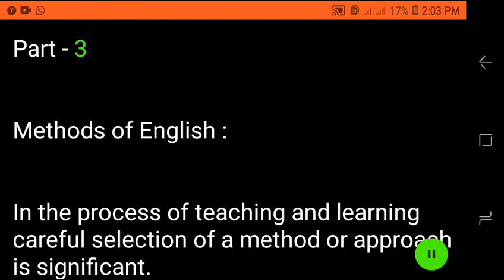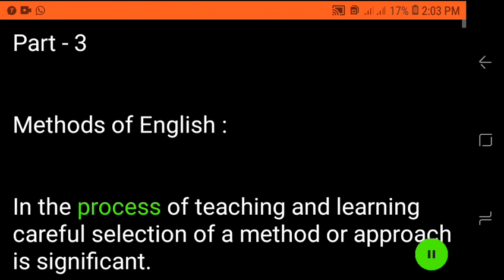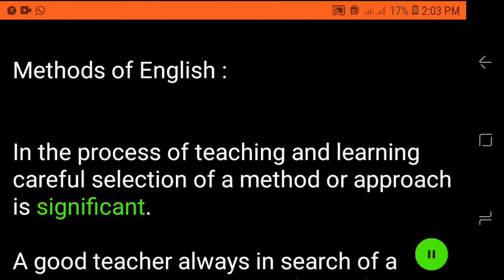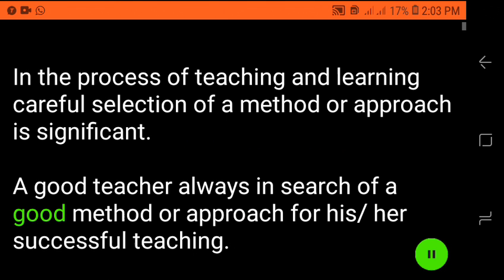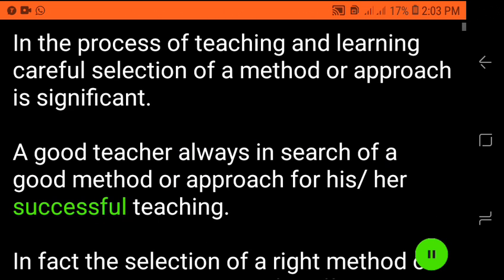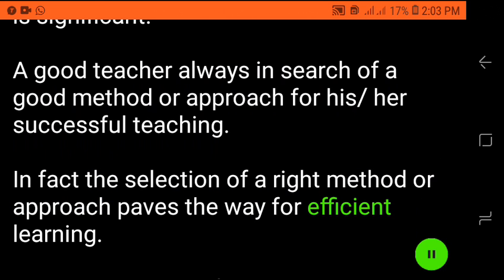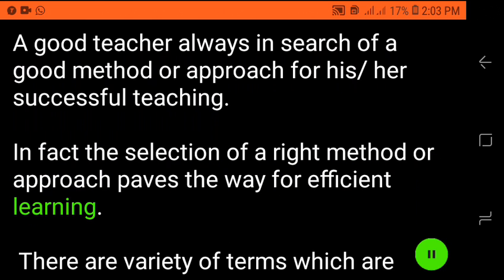Part 3. Methods of English. In the process of teaching and learning, careful selection of a method or approach is significant. A good teacher is always in search of a good method or approach for his/her successful teaching. In fact, the selection of the right method or approach paves the way for efficient learning.